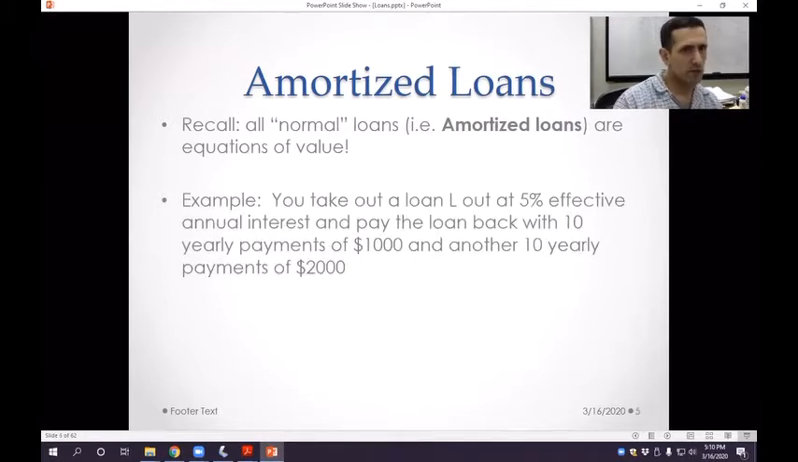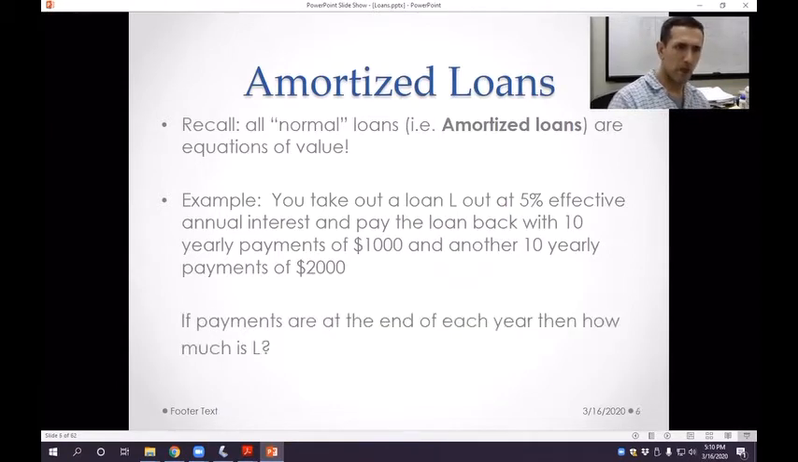So to make sure we're all on the same page here, let's do an example. You take out a loan L at 5% effective annual interest and pay back the loan with 10 yearly payments of $1,000 and another 10 yearly payments of $2,000. If payments are at the end of each year, then how much is L?